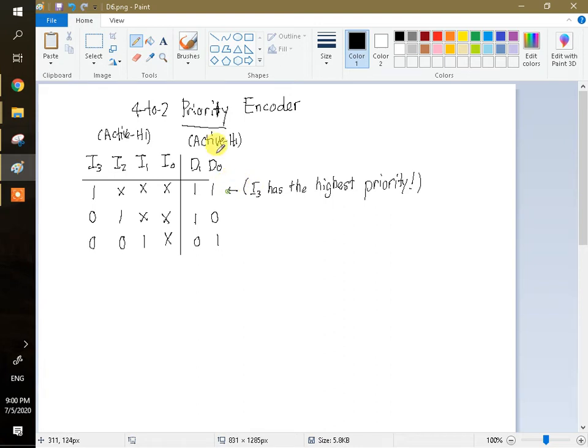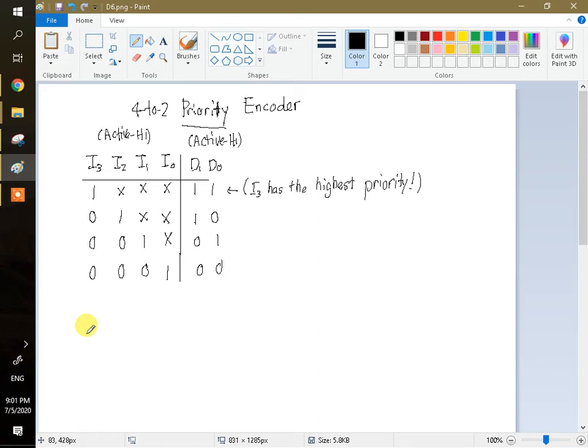This is the meaning of the priority. The last one is 0. If you enter 0 here, you will get 0 0, but you must not activate the one higher than 0. So this is the priority encoder.